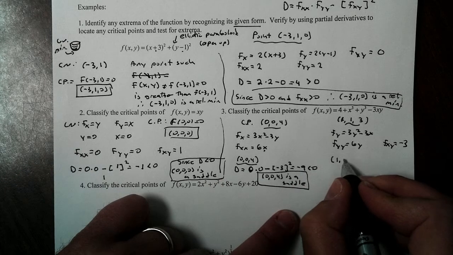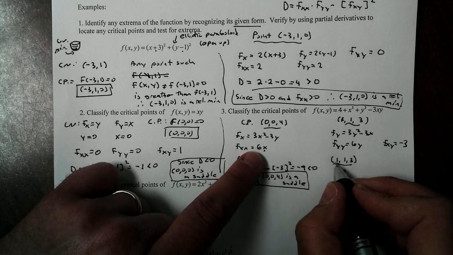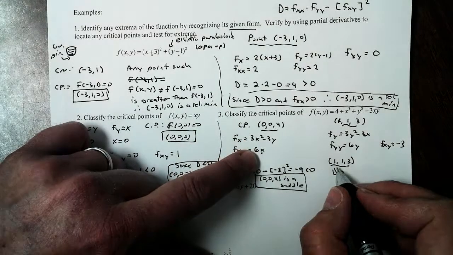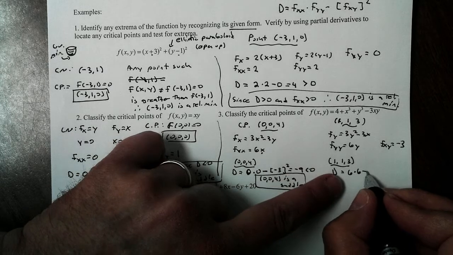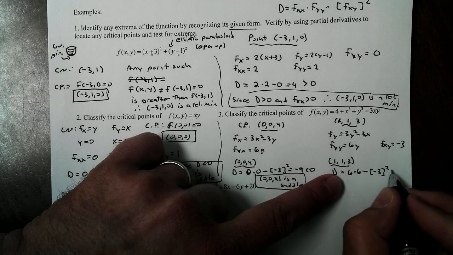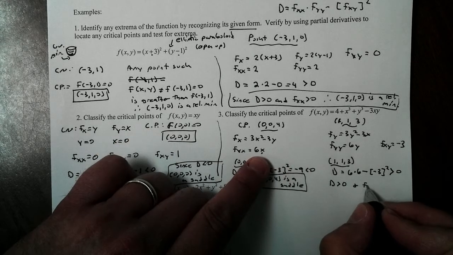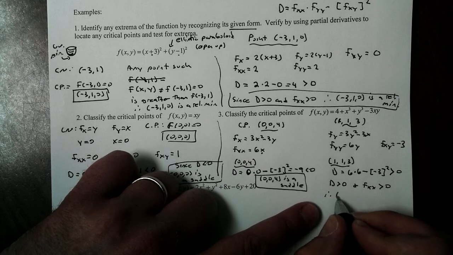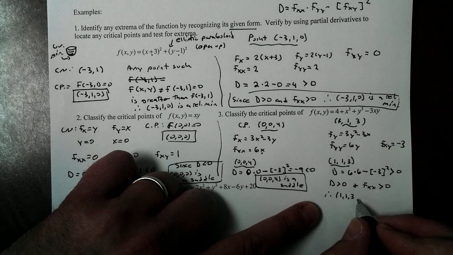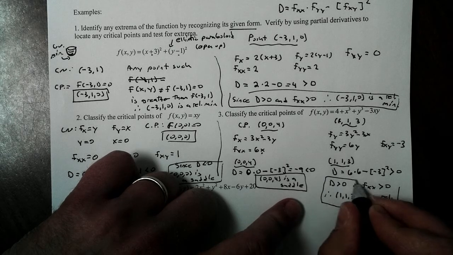Ready? Let's plug the point (1, 1, 3) in. See what we get. D becomes, my x is 1, fxx, remember my rule, fxx at 1 becomes 6 times, plug 1 in here, 6, minus, again, this negative 3 squared. I know that's going to be greater than 0. So I know D is greater than 0, and fxx is greater than 0. So they're both greater than 0. Therefore, the point (1, 1, 3) is a relative minimum. And there's our answer right there.